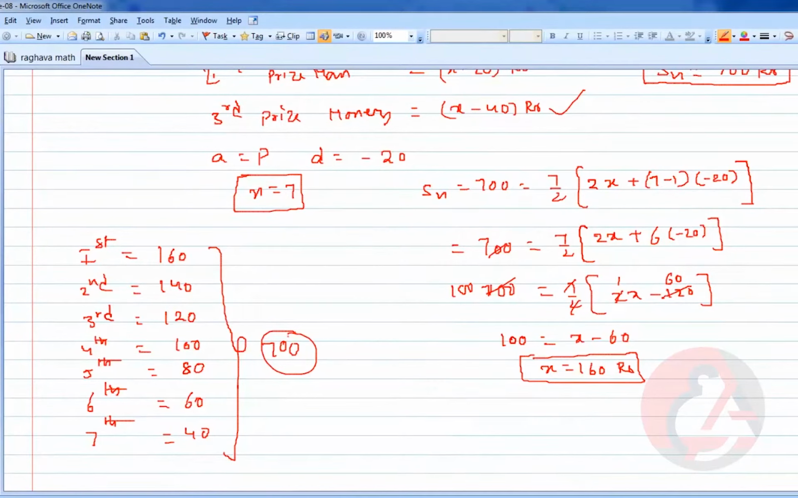This is how we can connect the question to arithmetic progression, a real kind of situation. It will be useful in places where limited resources are available and you have to share them among some people based on their performance. You can use these concepts in your real life.